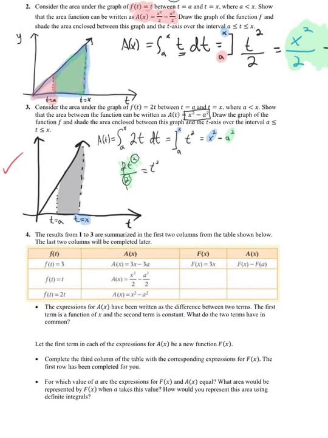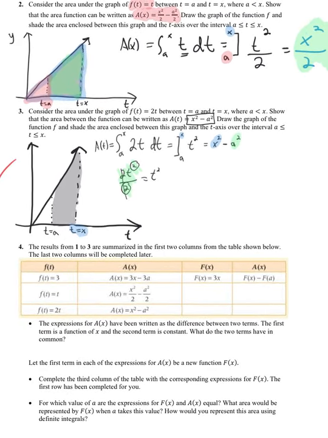Okay, now for part 4 here, it says the results from 1 to 3 are summarized in the first 2 columns. All right, so the function was f of t equals something. The first one was f of t equals 3. Second was f of t equals t. Third one was f of t equals 2t. The expression for a to the x has been written as the difference between 2 terms. The first term is a function of x, and the second term is a constant.